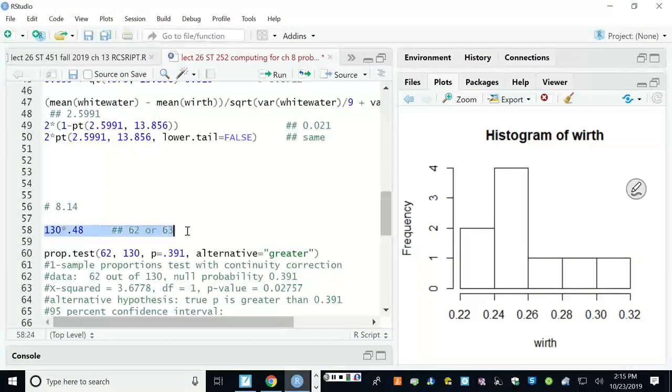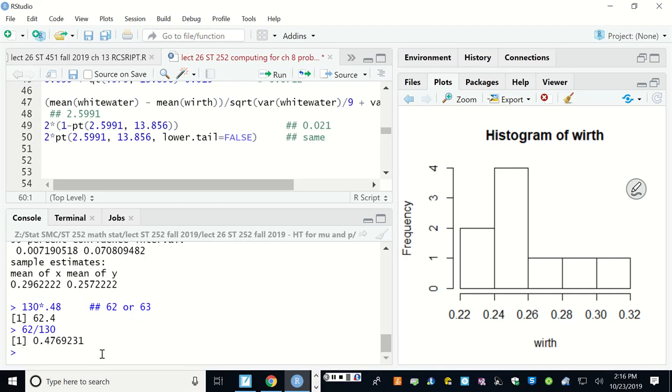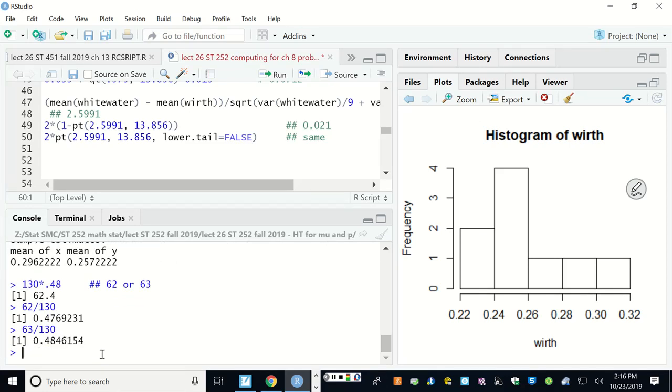how many actually said yes, they're positive? Now, 48% was the percentage. Right? But what is 48% of 130? Well, it's either 62 or 63, right? It's not clear exactly which one that is. Right? 130 times 0.48 was 62.4. 62 over 130 would round to 48. Right? But 63 over 130 would also round to 48. So I'm not totally sure which it is.